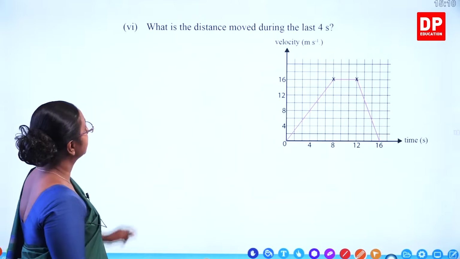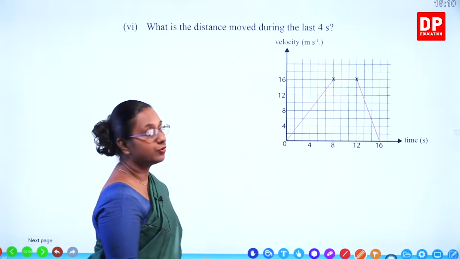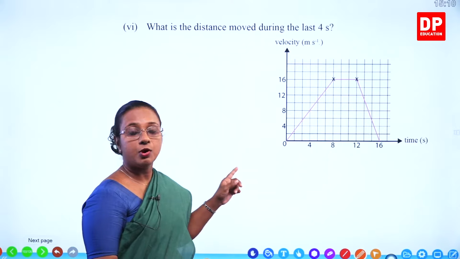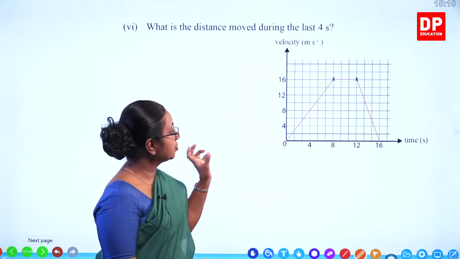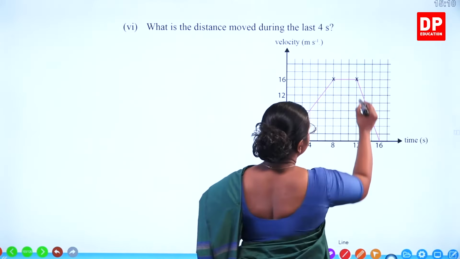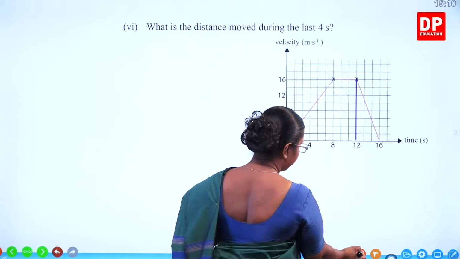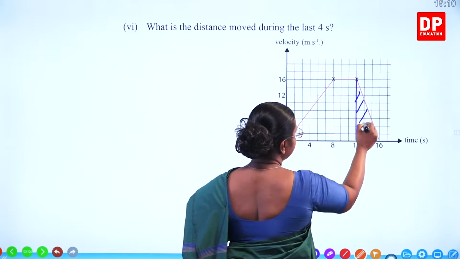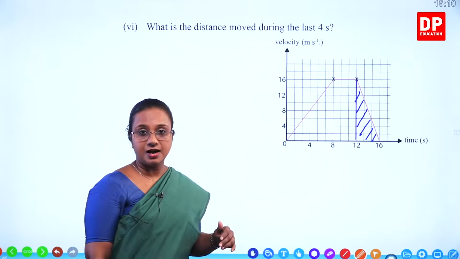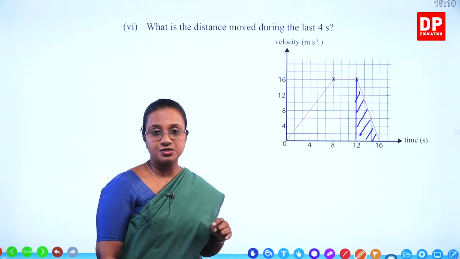Then the next question, what is the distance moved during the last 4 seconds? The last 4 seconds is deceleration. They want us to calculate the distance. So that will be equal to the area covered by the graph. So if we identify the area covered by the graph, that is going to be this triangle. So if we calculate the area covered under this triangle, we will get the distance moved during the last 4 seconds.